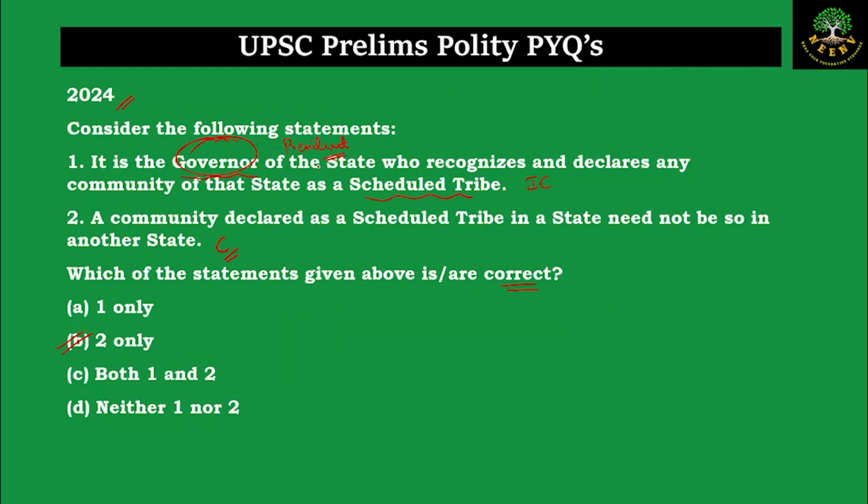Coming back to the question, it's not the governor, but it's the president who has the power to declare. But when it is a state, the president will consult the governor of that particular state. And again, even after the consultation, ultimately the president only issues the notification. And statement 2 is correct. So hence the answer will be B for this question.